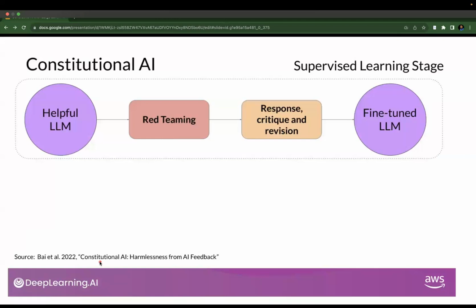Reinforcement learning with AI feedback works in two phases. In the first phase, we have an LLM, which is an instruct fine-tuned model. We provoke the LLM to generate harmful responses, and this process is called red teaming. Then we ask the model to critique its own response as per the constitutional principles which we have already set before. We ask the LLM to revise its response to comply with the rules. And then we fine-tune this LLM using the red teaming prompts and the revised responses.